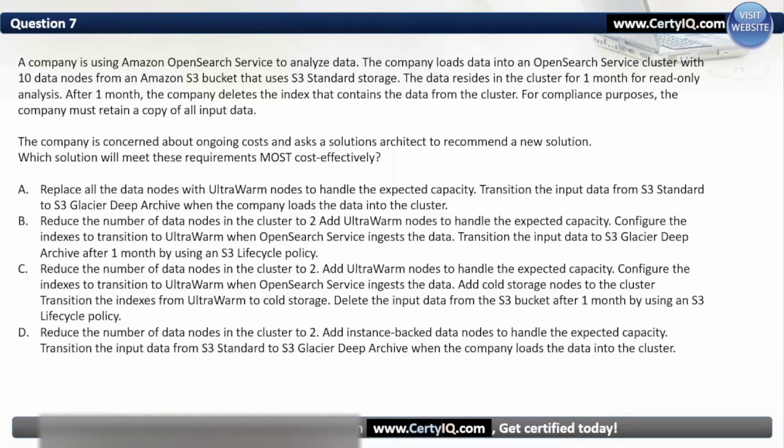The correct option is B. Reduce the number of data nodes in the cluster to 2. Add UltraWarm nodes to handle the expected capacity. Configure the indexes to transition to UltraWarm when OpenSearch Service ingests the data. Transition the input data to S3 Glacier Deep Archive after 1 month by using an S3 lifecycle policy.